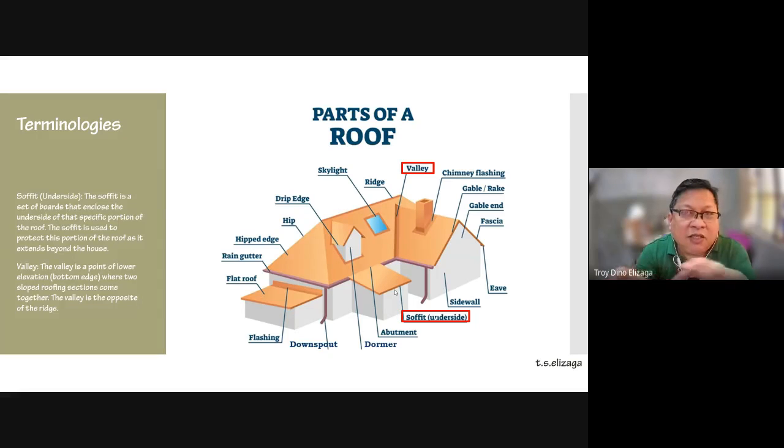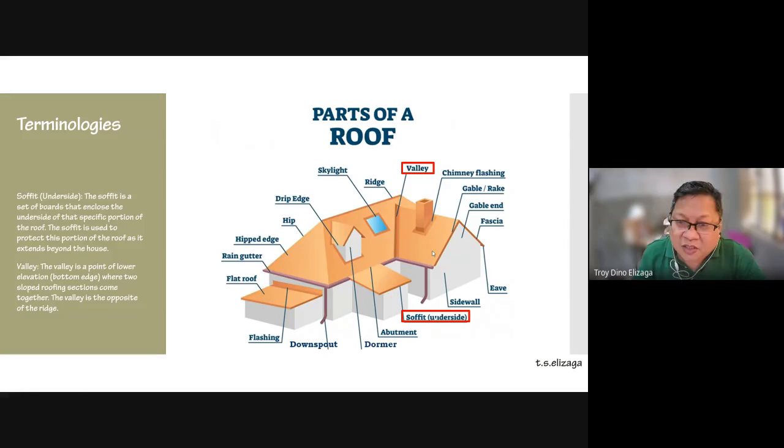Valley is like the opposite of the ridge. If the ridge is like this, so the valley is like that. So it's a V, it forms a V. So the valley is a point of lower elevation or the bottom edge where two roofing sections come together. So the valley is the opposite of the ridge. I just mentioned that, no?